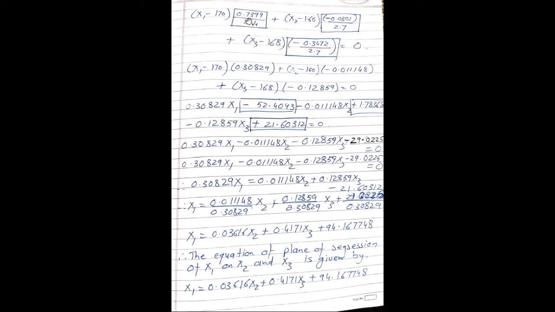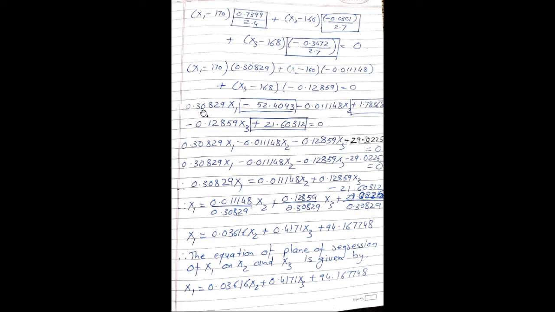Now we will perform these divisions first. So (x1 minus 170) into 0.30829 plus (x2 minus 160) into minus 0.01148 plus (x3 minus 168) into minus 0.12859 is equal to 0. Now we will open the brackets. Meaning of opening the brackets is nothing but multiply with the constant terms.